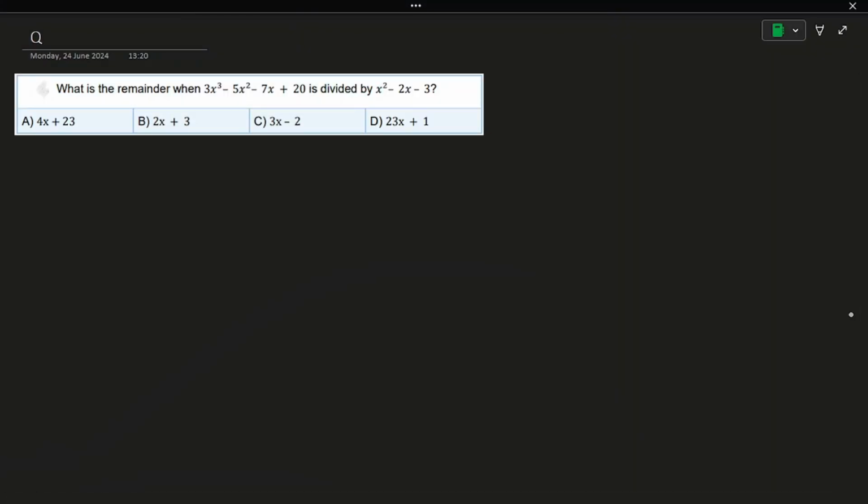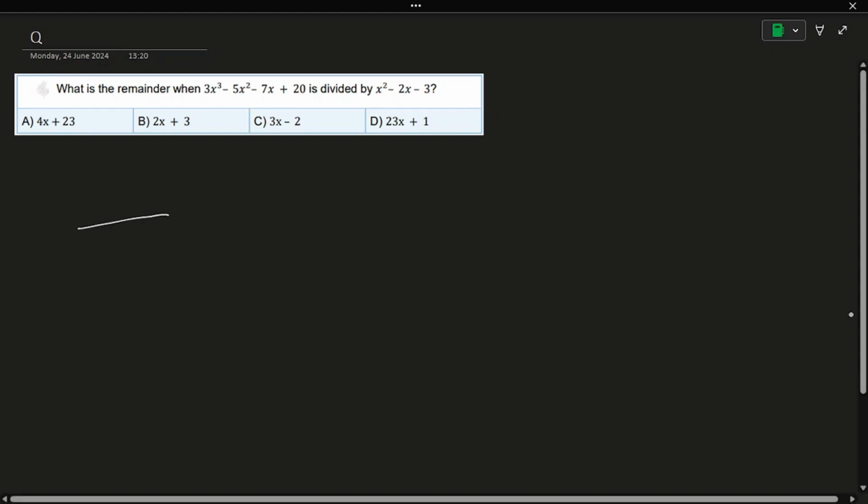The first question says, what is the remainder when 3x cubed minus 5x squared minus 7x plus 20 is divided by x squared minus 2x minus 3? These kinds of questions are very common when you go to university. You'll be doing a lot of polynomial divisions in university, especially in your first weeks of doing mathematics. It is very important that you learn how to divide polynomials. And in this case, we're going to be using the long division method.